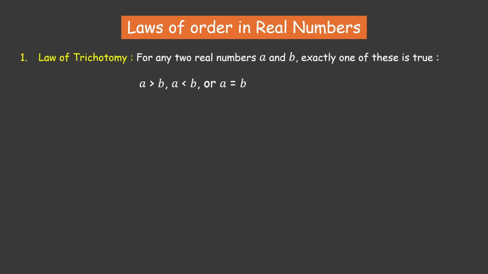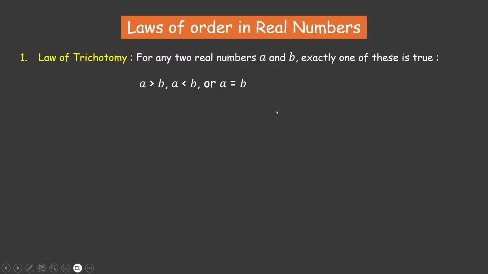First one is the law of trichotomy. For any two real numbers A and B, exactly one of these is true. Either A is greater than B, or it is smaller than B, or A is equal to B. For example, if we take 3 and 7, 3 is less than 7. If we take 22 and 6, 22 is greater than 6. If we take two real numbers 5 and 5, 5 is equal to 5.